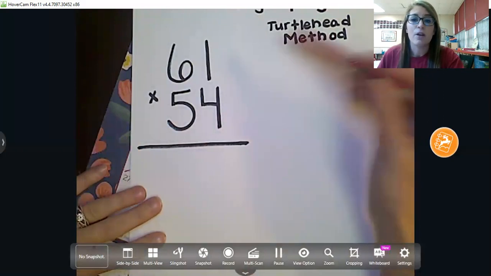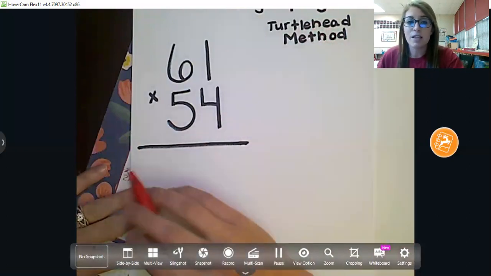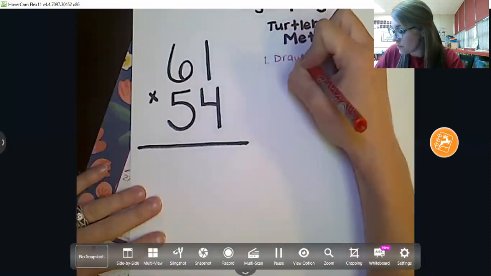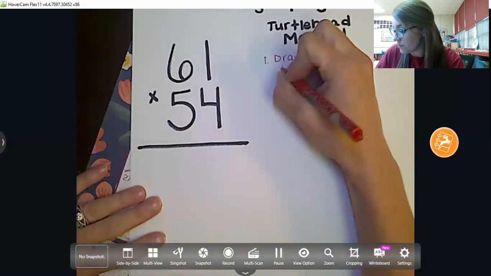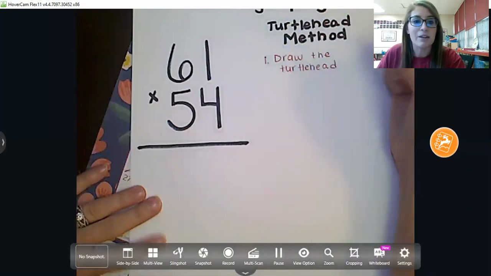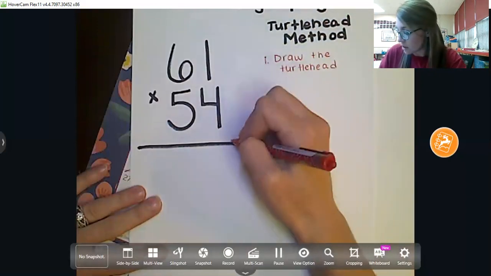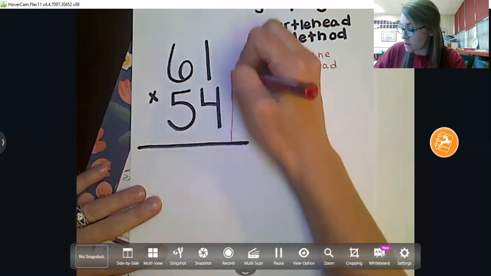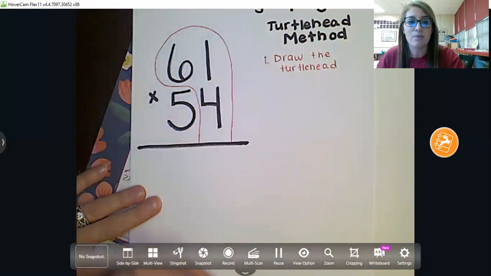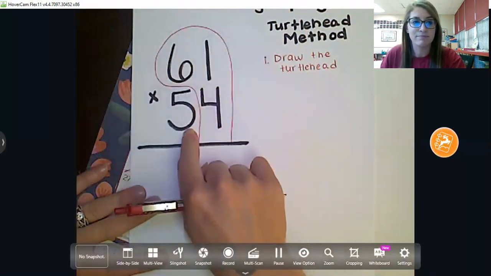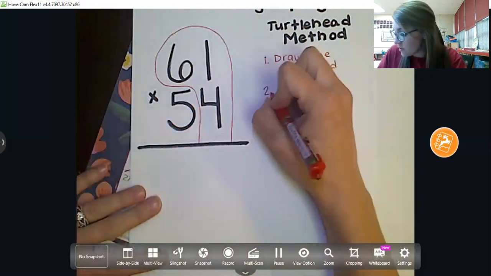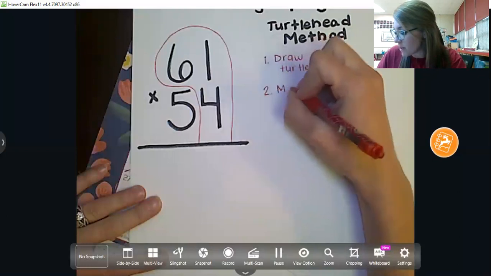All right, so turtle head method. The first thing you're going to do is you are going to draw the turtle head. Don't worry if you're not a good artist. I'm not either. Drawing the turtle head is really easy. You're going to start here, and you're just going to put the turtle head around those top two numbers, just like this. So see how it looks like a turtle head? That's step one.